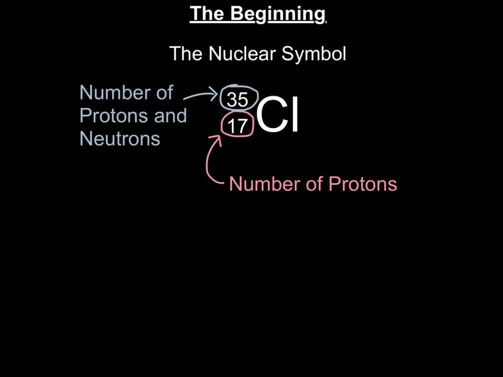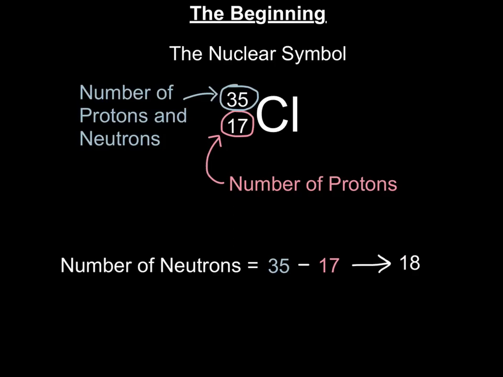If you have both of these numbers, to find the number of neutrons, subtract the atomic number from the atomic weight, as the atomic weight is the number of neutrons and protons, and the atomic number is the number of protons, giving you, as the result, the number of neutrons.